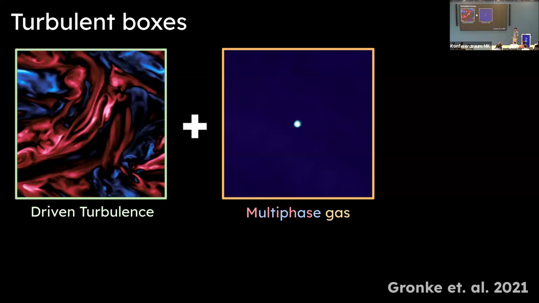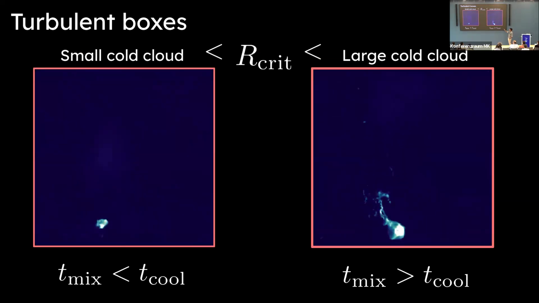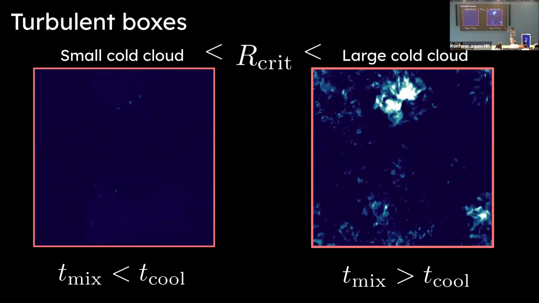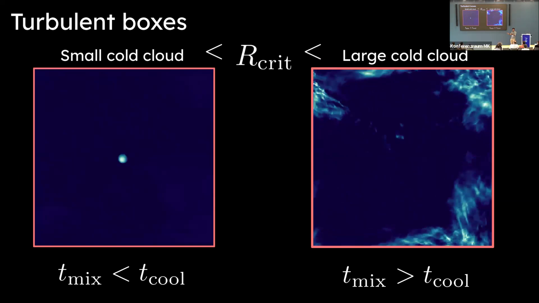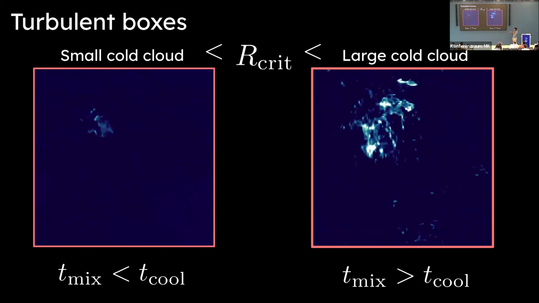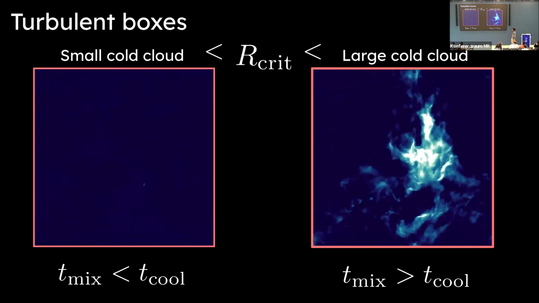This was studied by Max way back in 2021. And what they found was that if the cold cloud is smaller than a certain critical radius, the turbulent mixing wins and the cold gas is mixed away, then the whole gas becomes hot. While if it is big enough, the cooling wins, and the cold gas can grow and survive for longer.